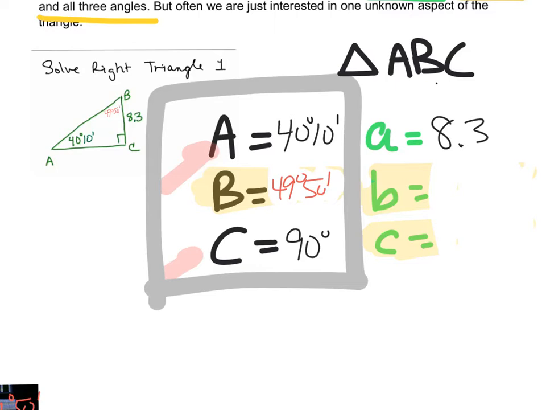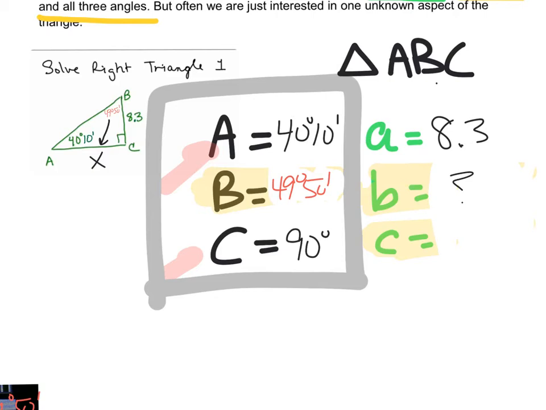Okay, now I have to go about finding little b. So what I'm going to do is I'm going to find angle B in my triangle, draw a line opposite, and put an X. And what I'm going to do is I'm going to use trigonometry to try to figure out what that X is going to be.